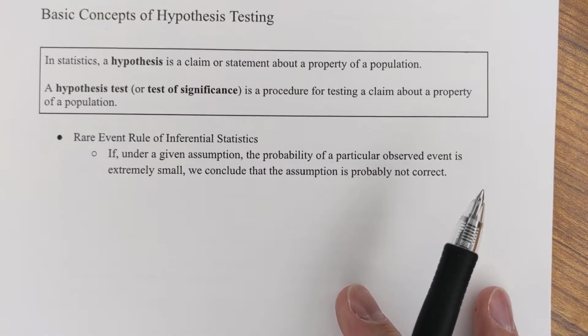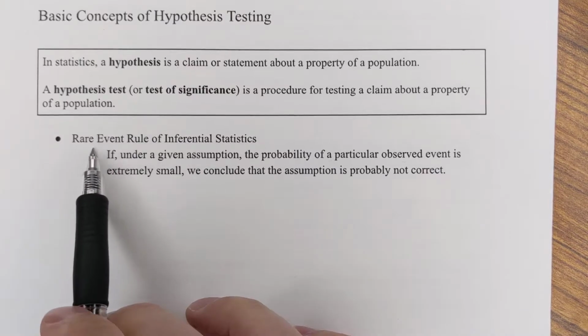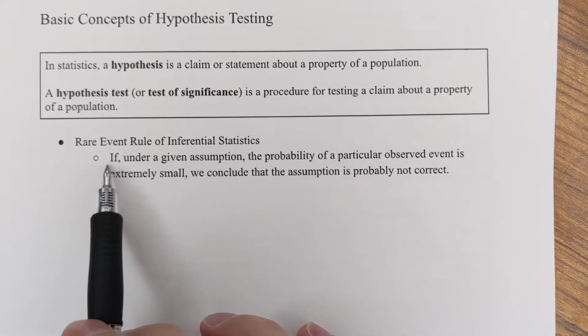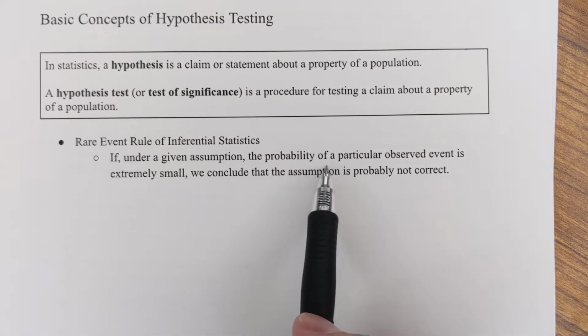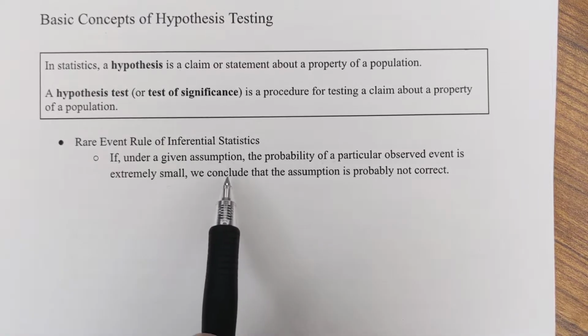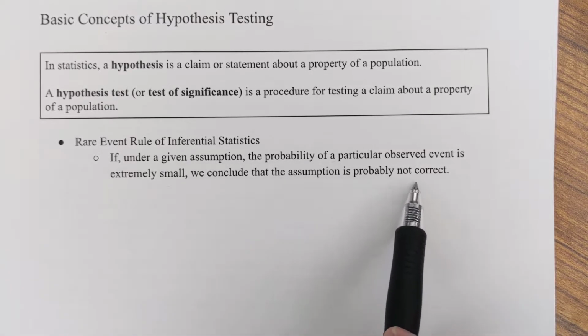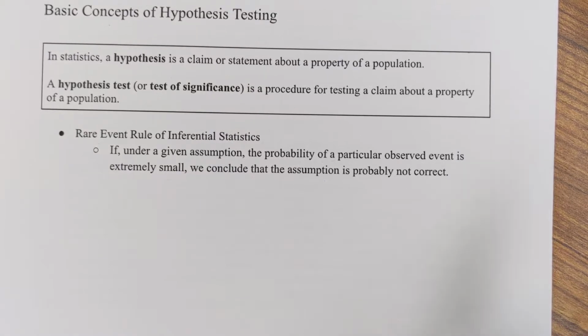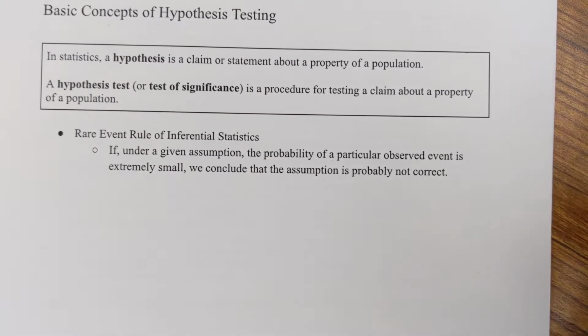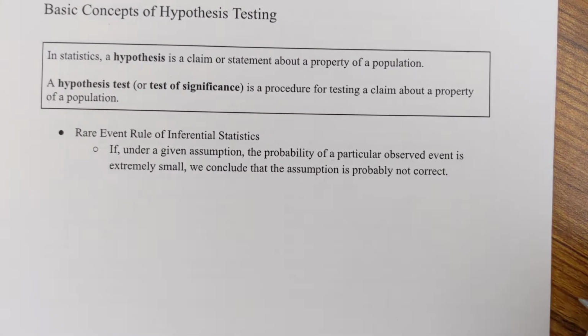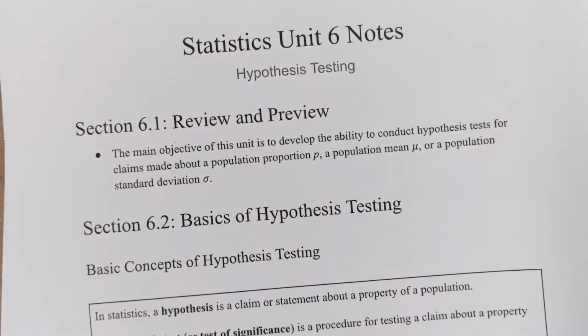So we do have what's referred to as the rare event rule. The rare event rule of inferential statistics says that if, under a given assumption, the probability of a particular observed event is extremely small, we conclude that the assumption is probably not correct. So if we make an assumption and then calculate the probability of that assumption happening, and it's only like 1% of the time, our assumption is probably incorrect.